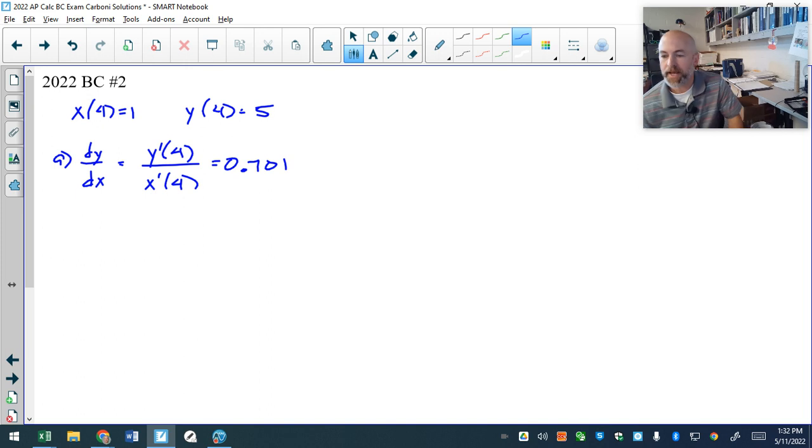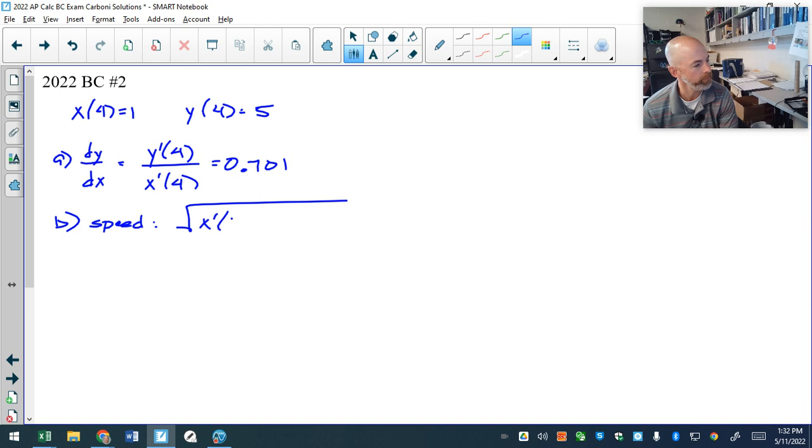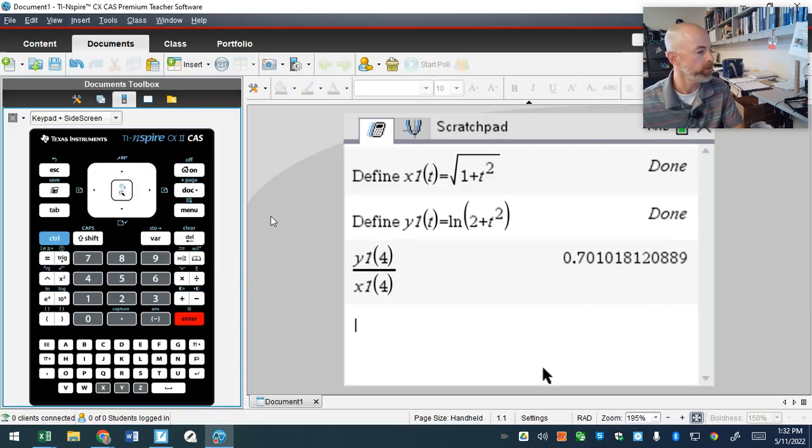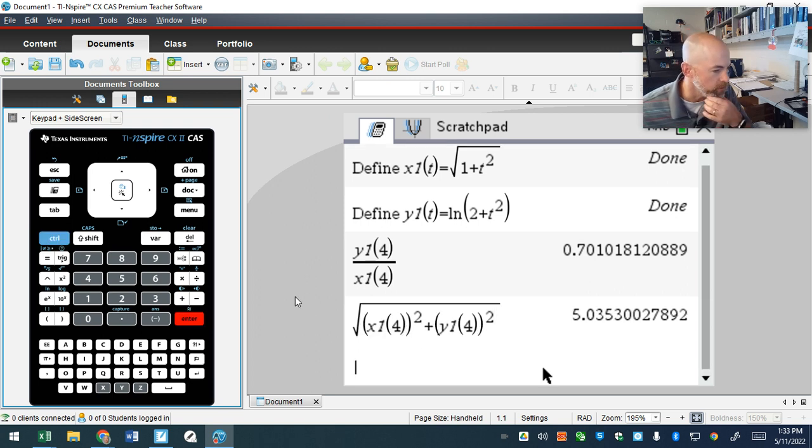Find the speed at time 4 and the acceleration vector at time 4. So speed would be the square root of x prime of 4 squared plus y prime of 4 squared. And we will just throw that in the calculator really quick. So back to my calculator. Whoops, not equals. Let's get rid of that. Control square root, and I need x1 of 4 squared plus y1 of 4 squared. I'm going to hit Control Enter to force the decimal, and I'm getting 5.035.